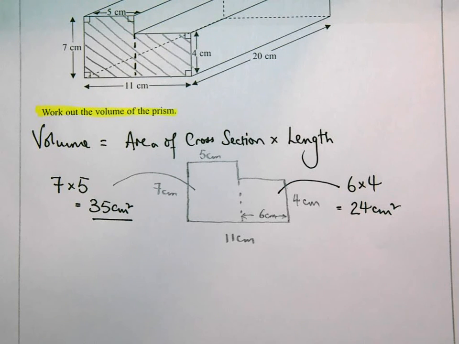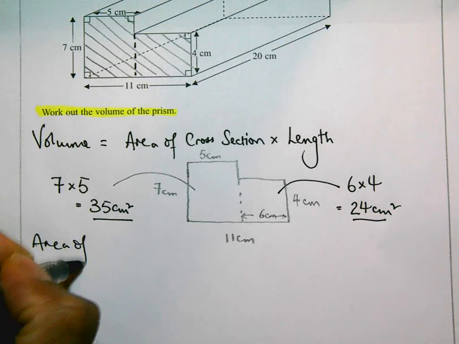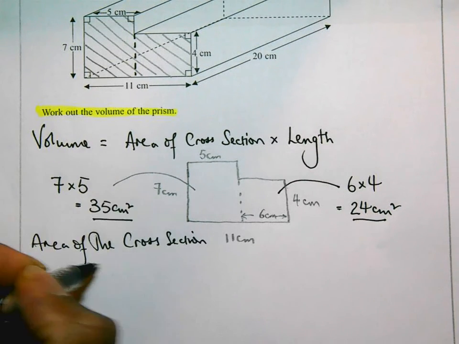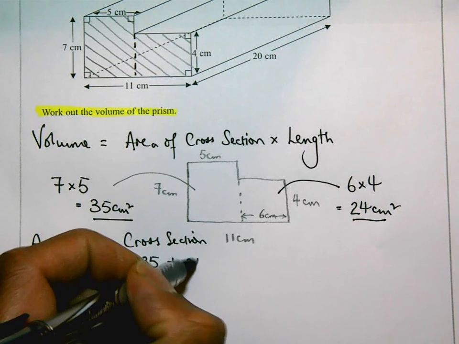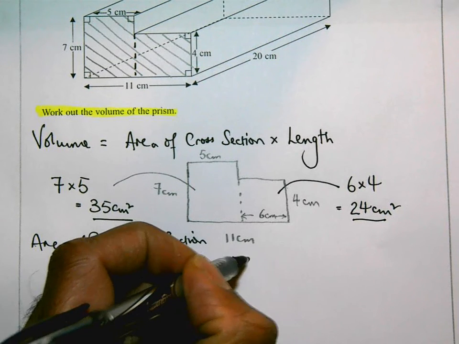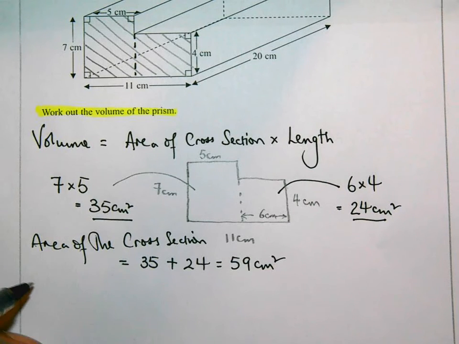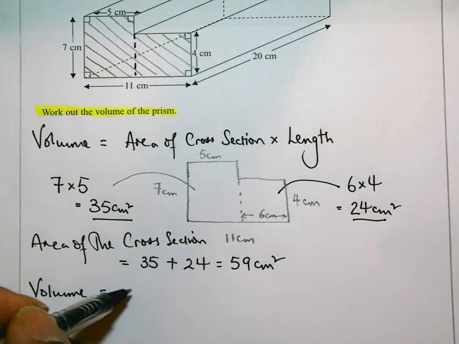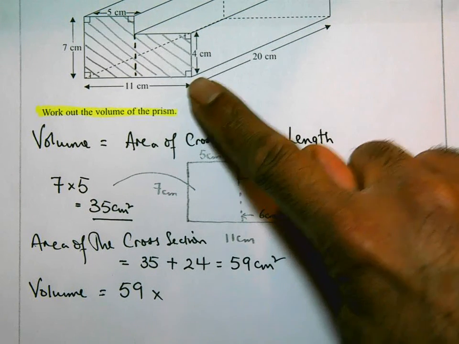And the area of that rectangle is going to be length times width, 6 times 4, which is 24 centimeters squared. So what that means is that the area of the cross-section is going to be equal to 35 plus 24, which is 59 centimeters squared. So I can actually do the next bit now, because to work out the volume is the area of the cross-section, which is 59, times the length, how far back it goes. And the length is going to be 20 centimeters.